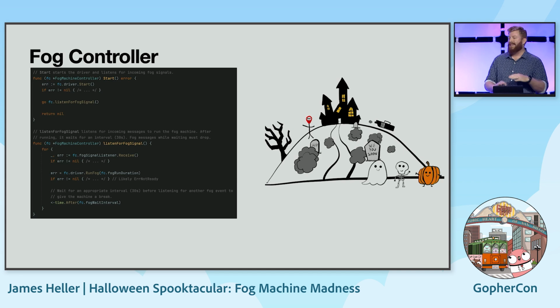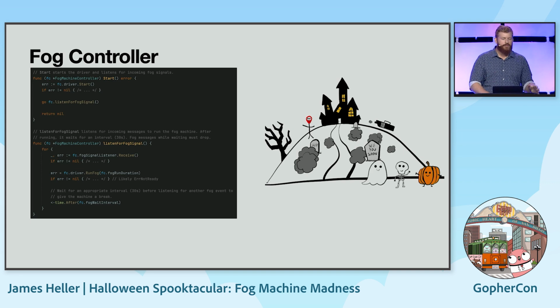The controller handles that high-level question of when should we run the fog. So the first thing we do in the controller when it starts up is we start the driver, and that starts that polling for the fog state. And while that's happening, we then listen for fog signals, and those are external signals that we're looking for. We are looking for a signal to come in to tell the controller that it's time to make fog. And when we receive that signal, we then call the driver's run fog method. That will create the fog, and then we give a little break to the fog machine by pausing.